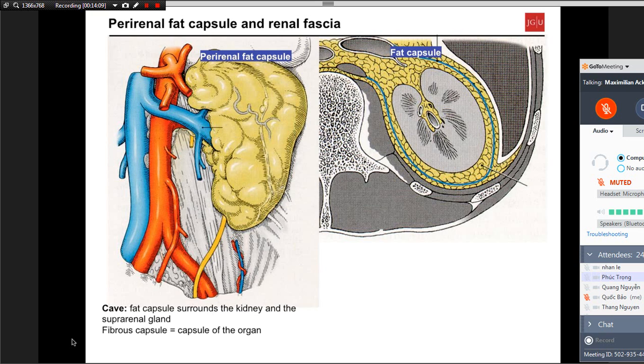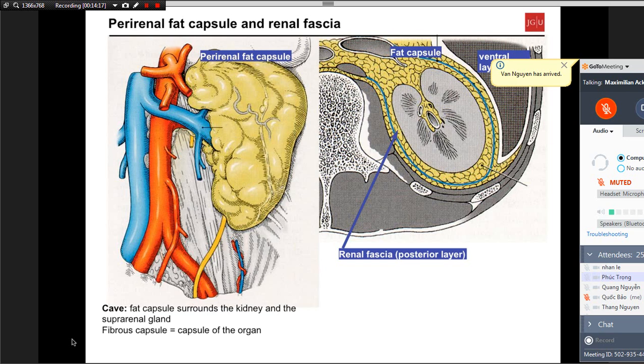And this is how it works. You have here the fat capsule itself, and then you have the renal fascia with the posterior layer and the ventral layer, which encircles the kidney as a fibrous capsule.